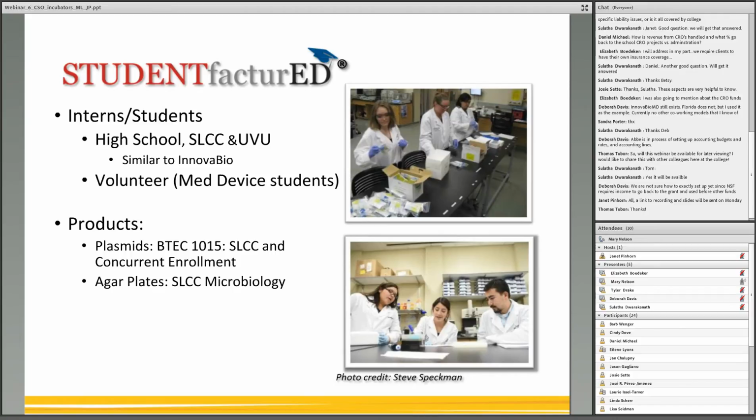And the products that we sell, we have a series of plasmids that we sell to our concurrent enrollment teachers, both at the high school and the college. We make agar plates. This is a new project for us for the microbiology program at SLCC. We've just sent out our first orders this month.